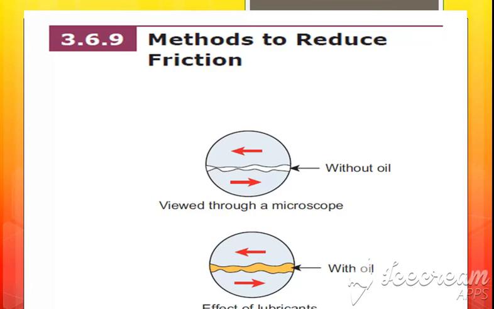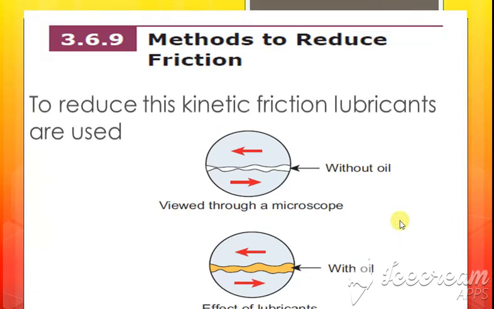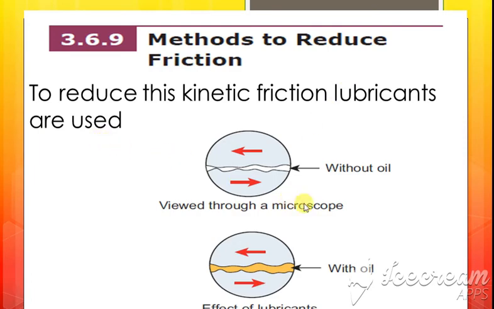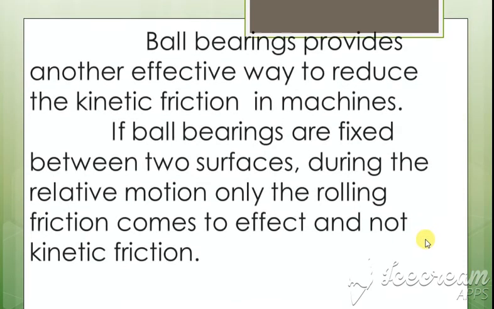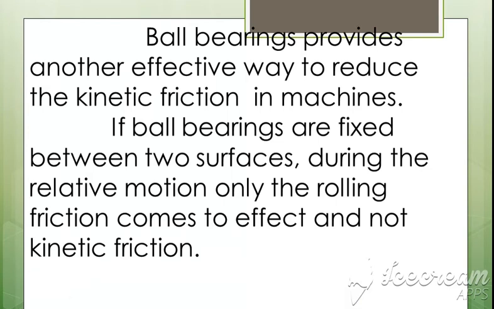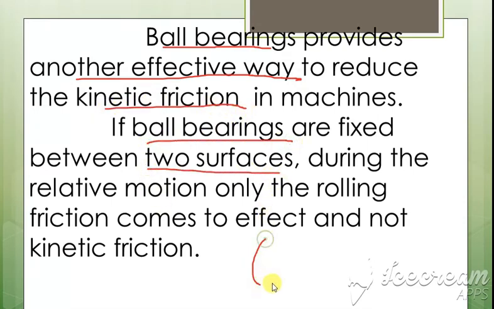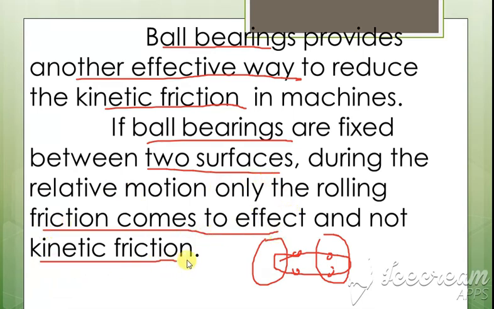To reduce this kinetic friction, lubricants are used. Then the second thing is we are going to use ball bearings. Ball bearings provide another effective way to reduce kinetic friction. If ball bearings are fixed between the two surfaces, consider that we have two surfaces, and between these two surfaces you place ball bearings. If you place ball bearings, what happens? During relative motion, only the rolling friction comes into effect and not the kinetic friction.